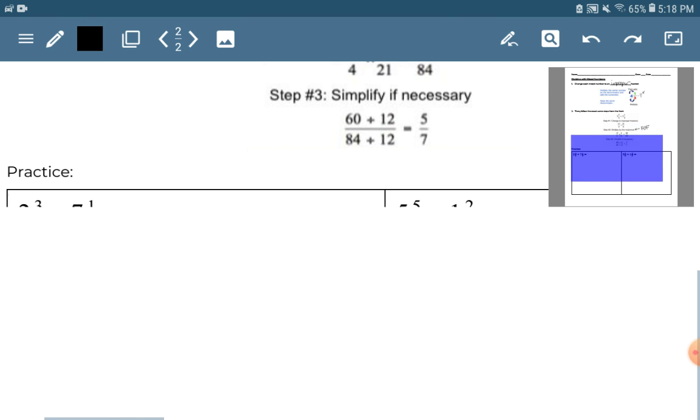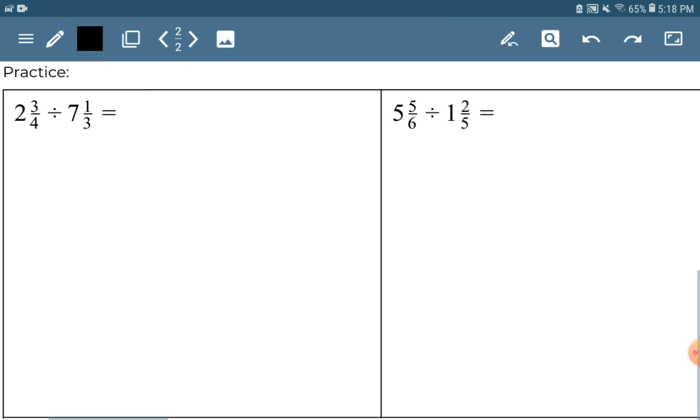Again, we're going to practice this a couple times. Our first practice problem is 2 3/4 divided by 7 1/3. The first thing we are going to do is turn these mixed numbers into improper fractions. So 2 3/4. In order to make that an improper fraction, we are going to multiply 2 and 4 and then add that to our numerator. So 4 times 2 is 8, plus 3 is 11. We keep our denominator the same.